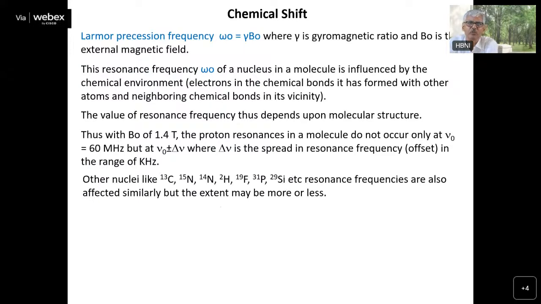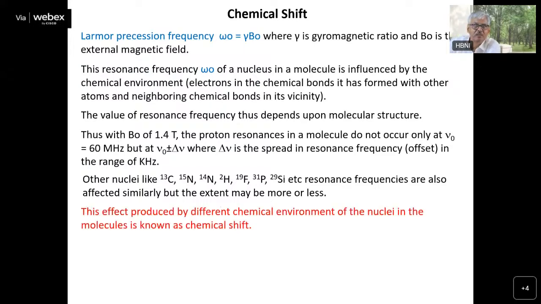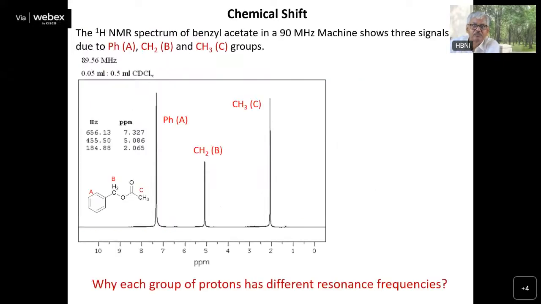So that is for proton, but other nuclei also follow the same thing, though the effect may not be the same. There can be more or less depending on which nuclei we are observing. So in summary, this effect is produced by the different chemical environment of the nuclei present in the molecule, and that's why I call this a chemical shift.